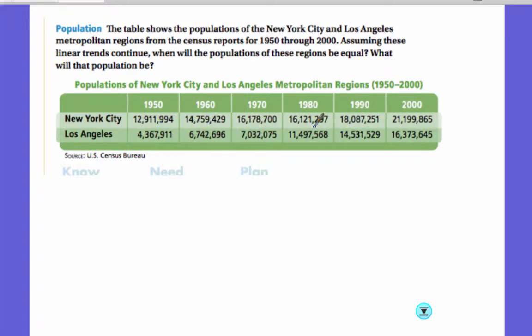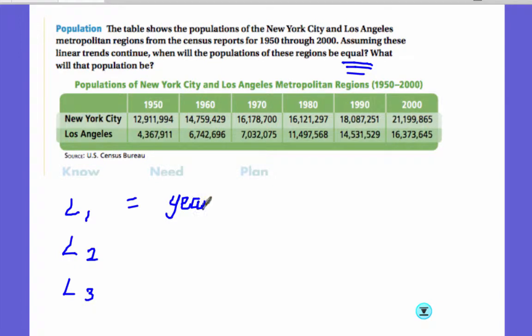What they want to know is, when will these regions have the same population? After how many years is this going to happen? So what we want to do is put this data into the stat feature, and we're going to have three lists: L1, L2, and L3. L1 is going to be years after 1950.